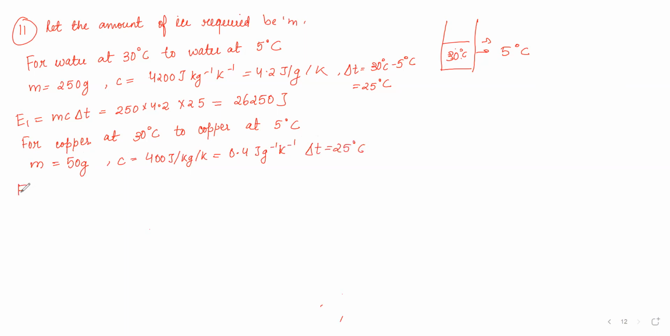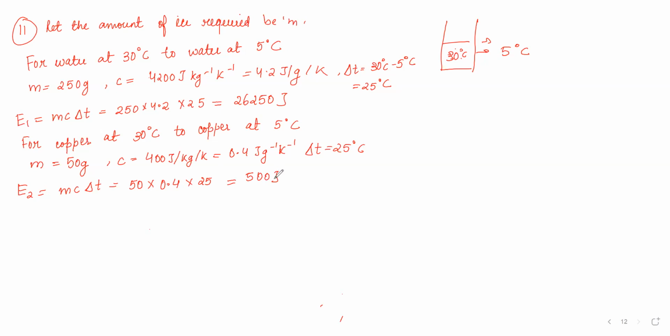So what will be E2 equal to? E2 will be equal to MC into delta T. So this will be 50 into 0.4 into 25. So how much is this equal to? 25 into 0.4 is 10. Okay, sorry. So this is 500 joule.